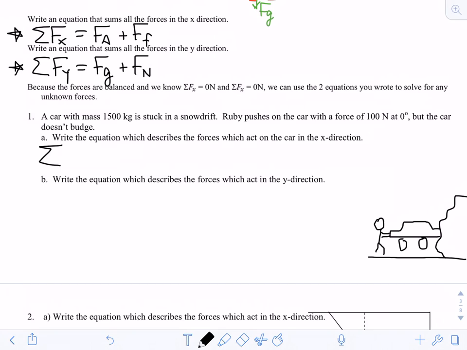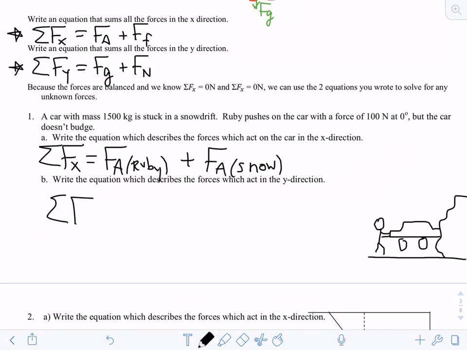What did we say? We said the forces in the x direction were the applied force due to Ruby and the applied force due to the snow. And then, yeah, this is where we were. Our y forces are the force of gravity and that normal force that was pushing up.